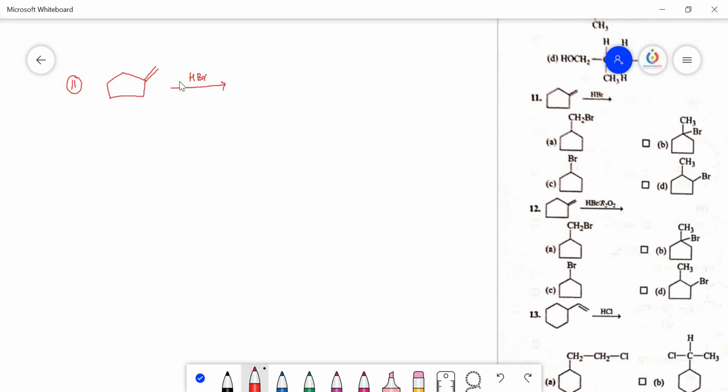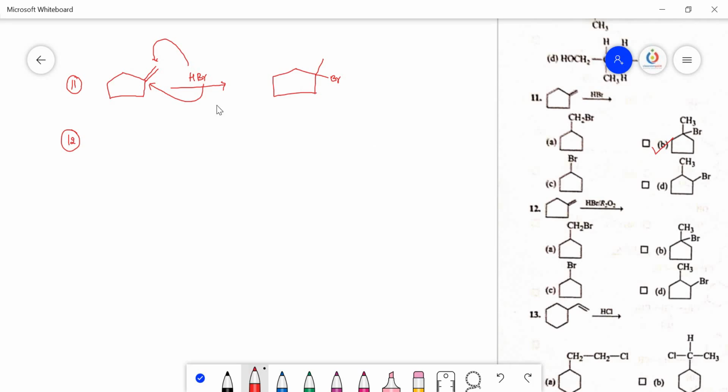It is a simple Markovnikov's addition reaction. H plus preferably attacks the carbon with more hydrogens, and bromine will attack the carbon with fewer hydrogens. And here there is no rearrangement. Why? Because it itself gives the stable tertiary carbocation, so the product will be this one. So option B is correct.